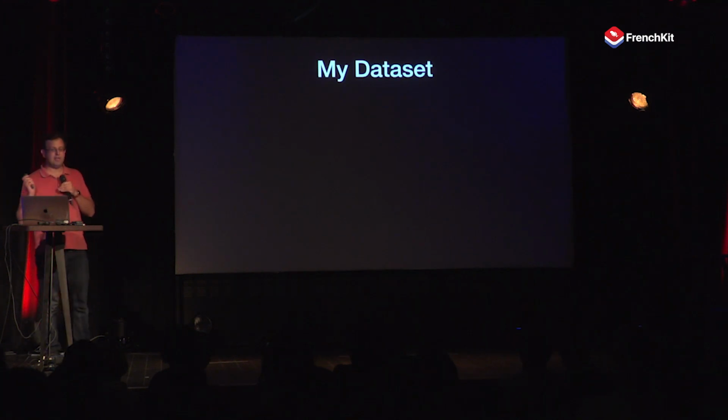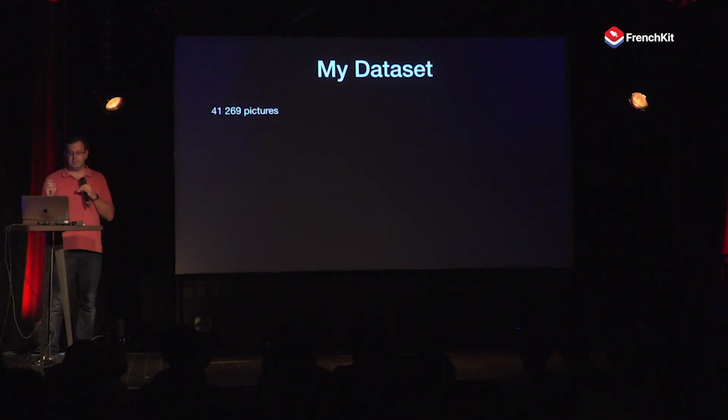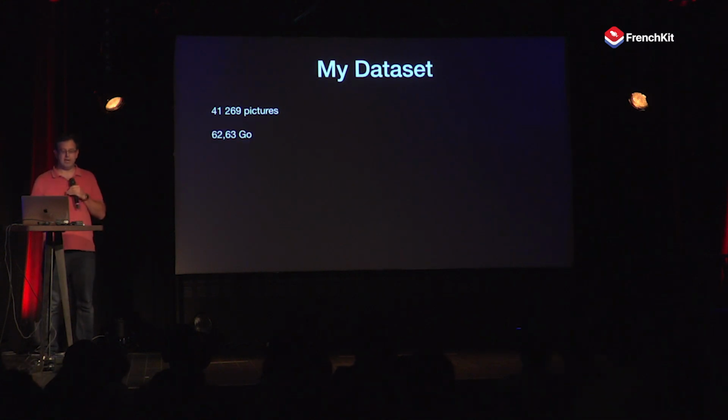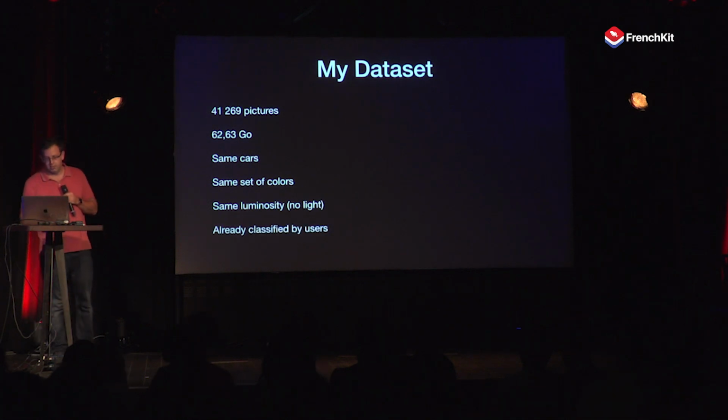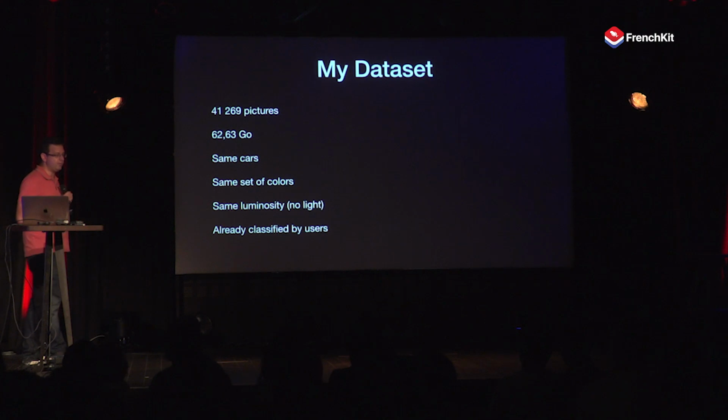So with that, I have a data set. My data set is 40,000 pictures, 60 gigabytes of data from the same types of car, with the same set of colors, with the same luminosity, basically no light, and already classified by my users. So I have a well-unified data set. It's really easy to train that with machine learning.